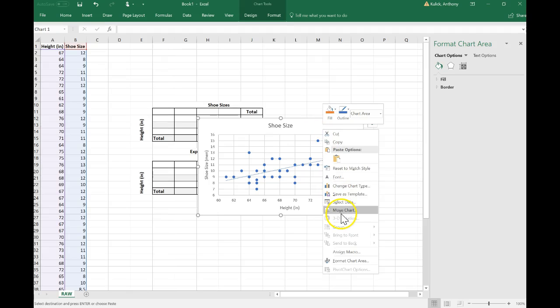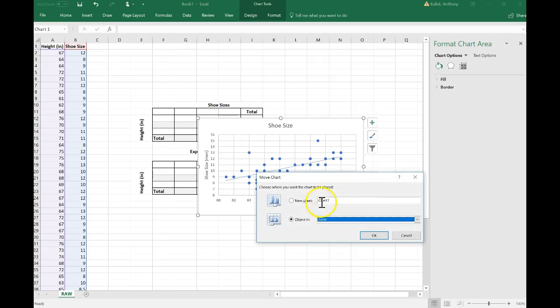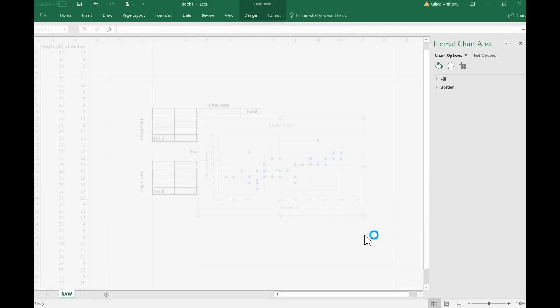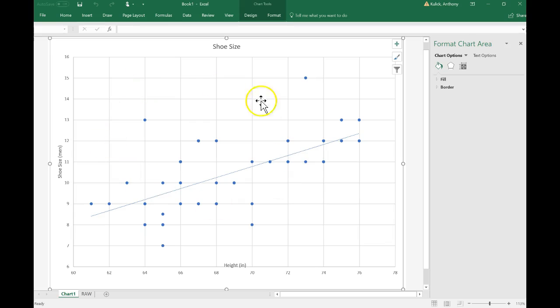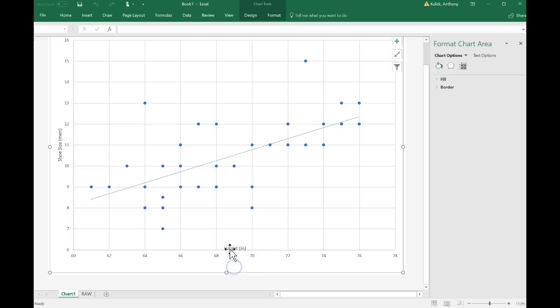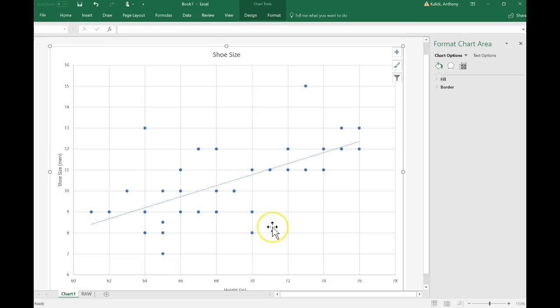Now I'm going to right click on this and hit Move Chart, and I'm going to have that appear in a new sheet. So here is my full-size sheet of paper chart. I'm just going to move that floating in the middle of my chart. Okay. And this is really height versus shoe size.